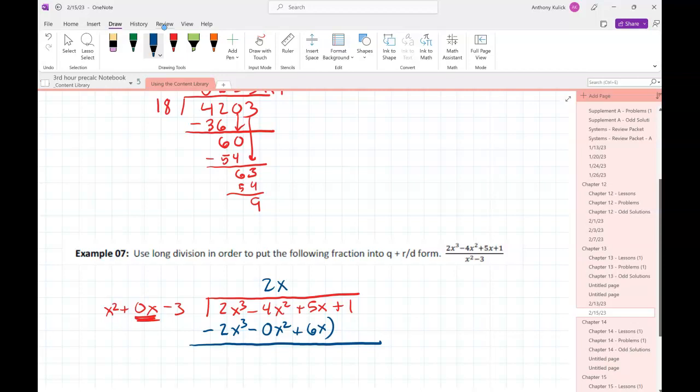You're trying to get rid of the 2x. I'll explain it. If we then add down, 2x cubed plus a negative 2x cubed is 0. Negative 4x squared plus 4x squared, or 0x squared, is negative 4x squared. 5x plus 6x is 11x. And then I'll bring down the plus 1.